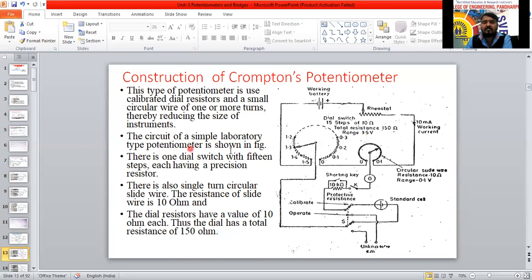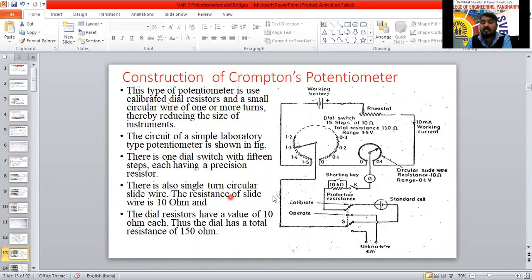The circuit of a simple laboratory type instrument is shown in the figure. This is the laboratory type circuit. Now there is one dial switch here. This is the dial switch with 15 steps, each having a precision resistance. Precision resistance means they have the same resistance here.